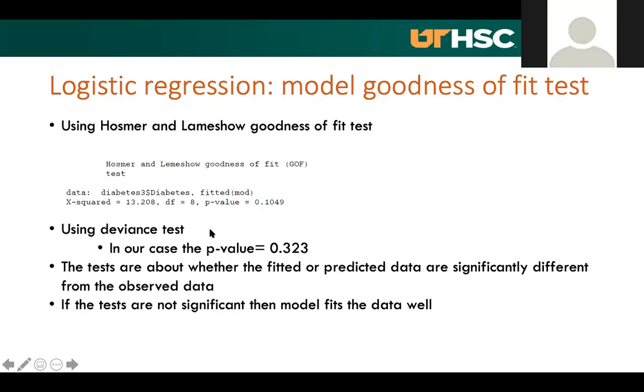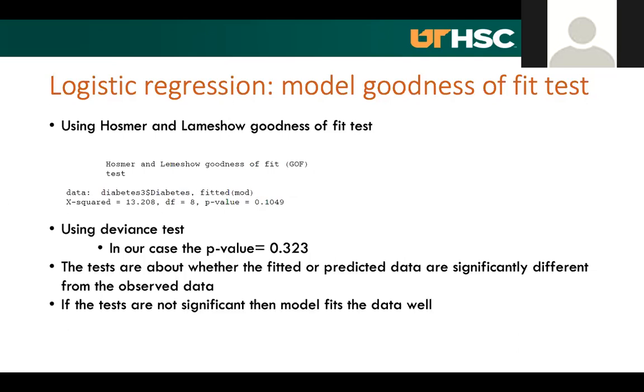So once we fit the model, we have to examine whether our model actually fits the data. So we have to conduct some model goodness of fit test. Some of the techniques that we use for logistic regression are using the Hosmer and Lemeshow goodness of fit test. In the Hosmer and Lemeshow test, we have a chi-square that is reported, and the degrees of freedom. This is based on the number of groupings that we use.